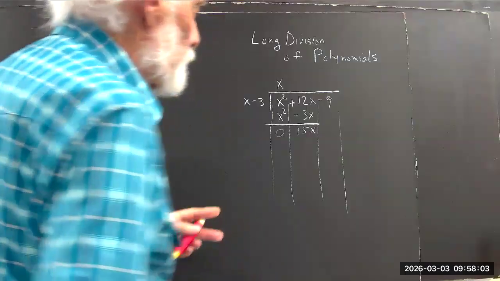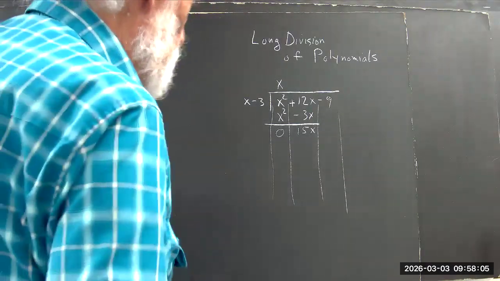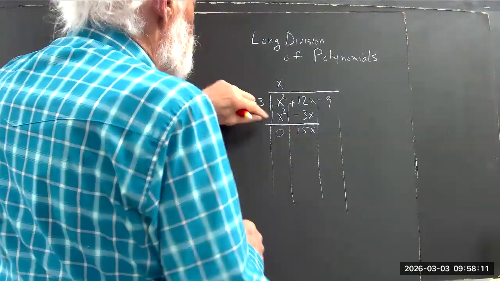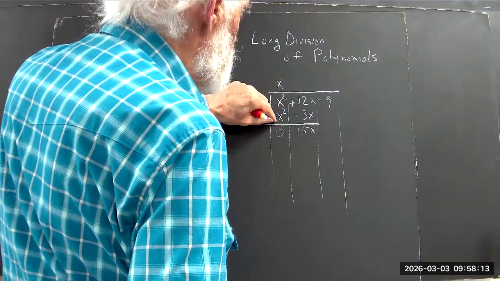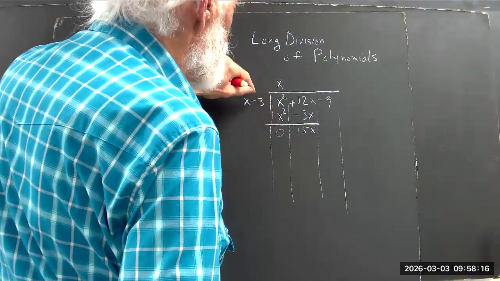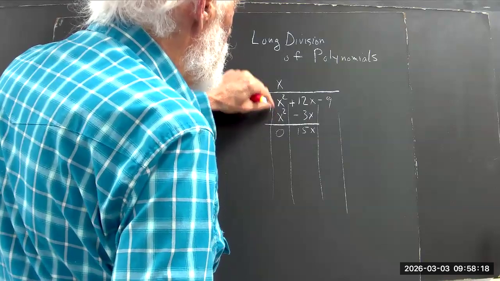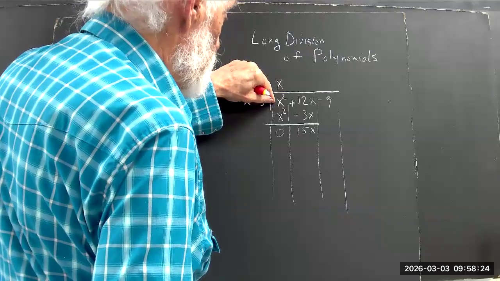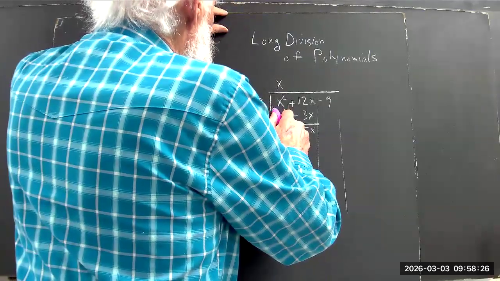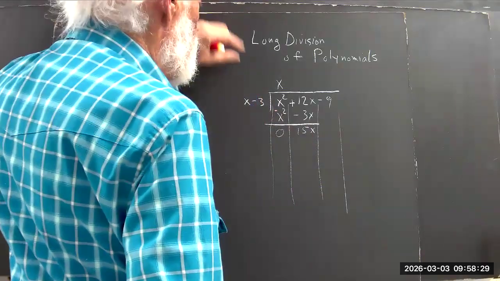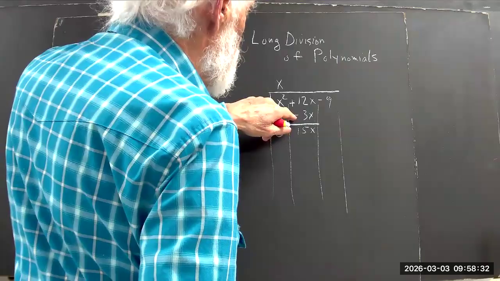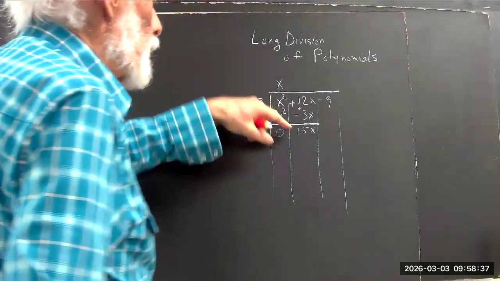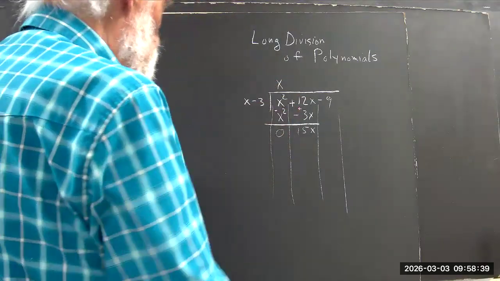Now, I recommend, and it's often recommended, that we write a little sign next to the x squared. We have to remember that we're subtracting the x squared from the x squared in the polynomial, okay? So I'm going to write a little minus sign there, just as a reminder. And I'm going to write a little plus sign next to the minus 3x, just to remind us that since we're subtracting negative 3x, we're adding 3x.